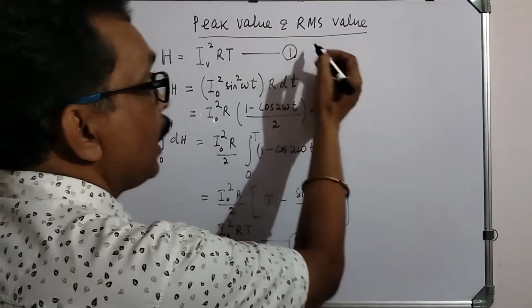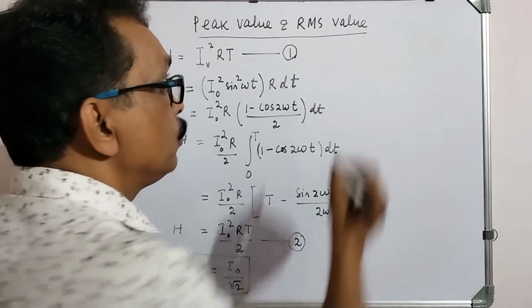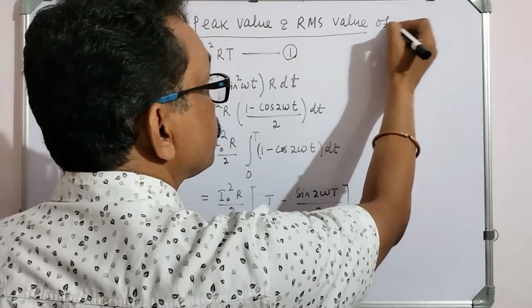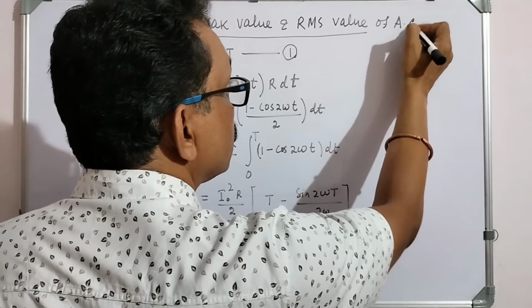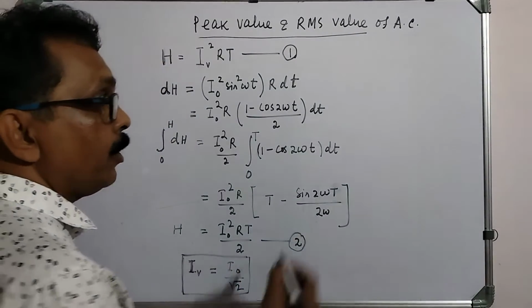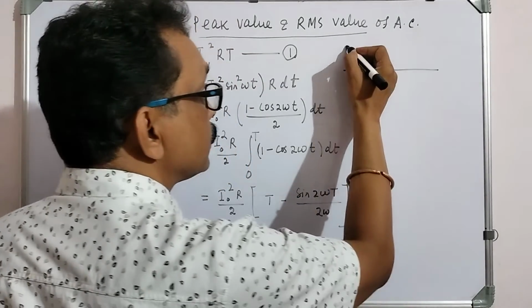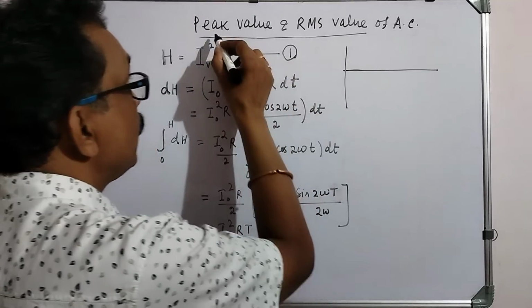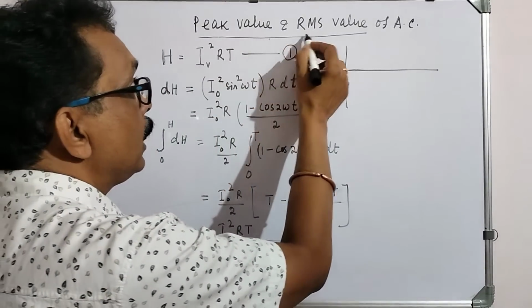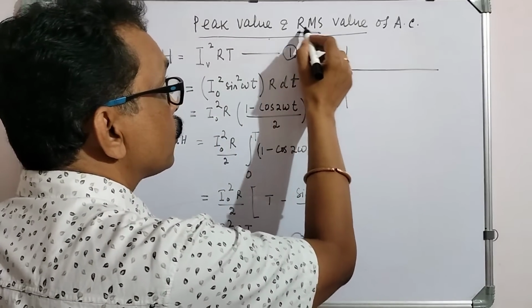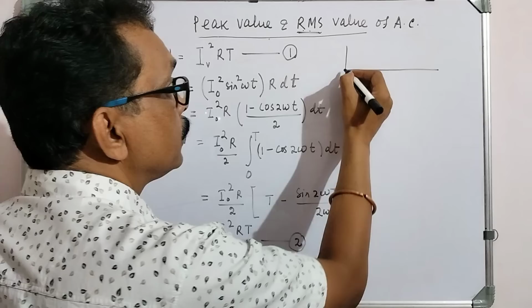Peak value and RMS value of AC. In alternating current or alternating voltages, you have two values. One is your peak value, another one is your RMS or root mean square value.